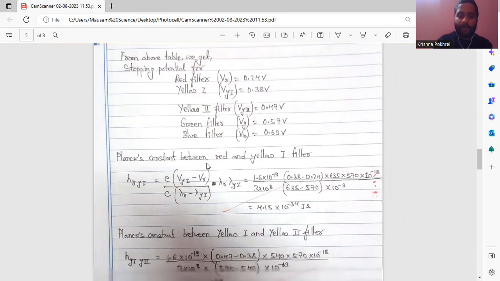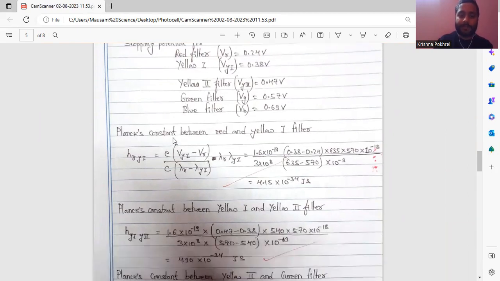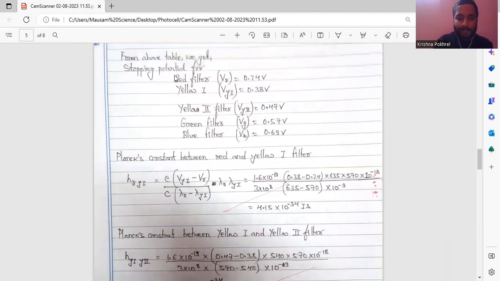After this, we have a formula for measuring Planck's constant between red and yellow. See here, first one red and second one yellow. We'll find Planck's constant between red and yellow 1 filter. This is the formula: h = e(Vy1 - Vr)(λr - λy1) / c(λr × λy1). This is the formula.